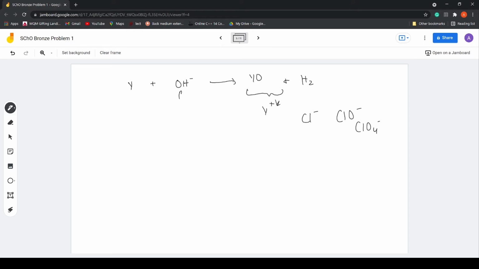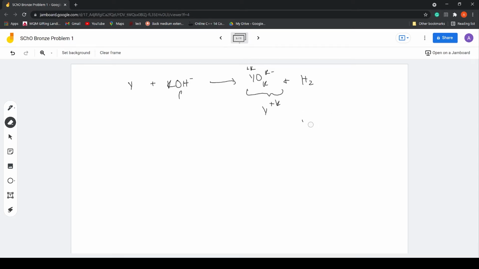So basically the question we want to ask is how many oxygens need to be there for Y to have a plus K state. And if we balance this all out, we get that there needs to be K oxygens. So I'll just explain why this is so. This basically balances both the charge on both sides and the mass on both sides. That's our general idea as to why we picked K oxygens.